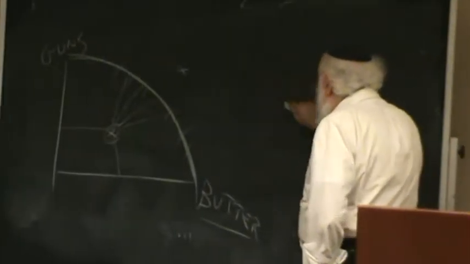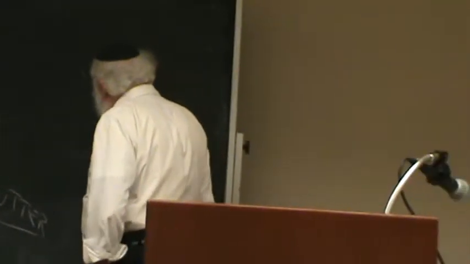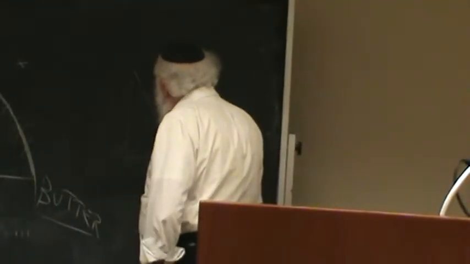Okay. Now, the next question we have to answer in terms of the production possibility curve is, why is the production possibility curve curved? Why isn't it a straight line? In other words, something like this. Well, what does it mean to be a straight line?